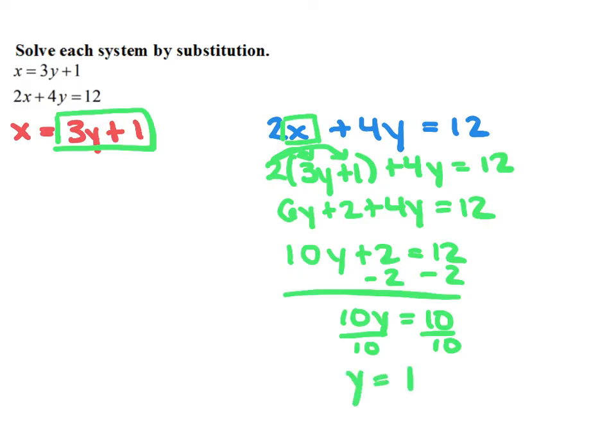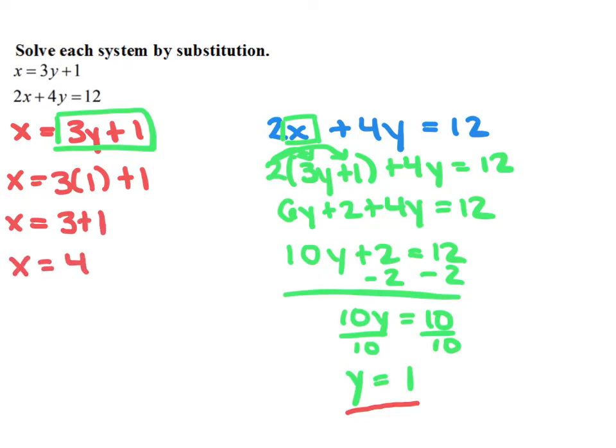Now I can take this value of y and plug it back into the original equation. So I have x equals 3 times 1 plus 1. That becomes x equals 3 plus 1. And finally, x equals 4. So the solution to this system is 4 comma 1.